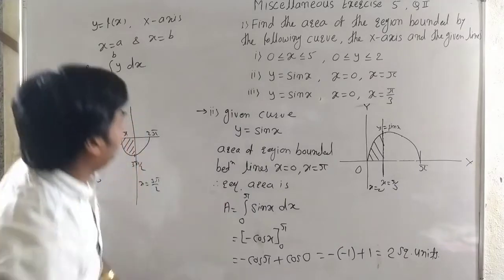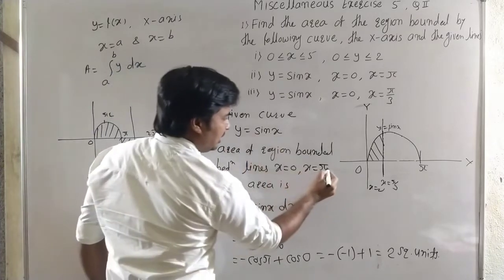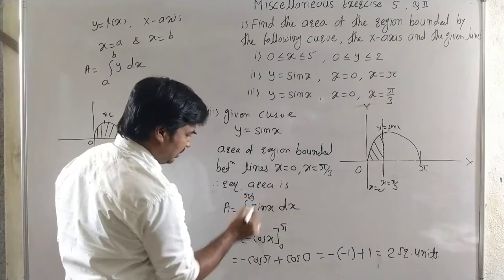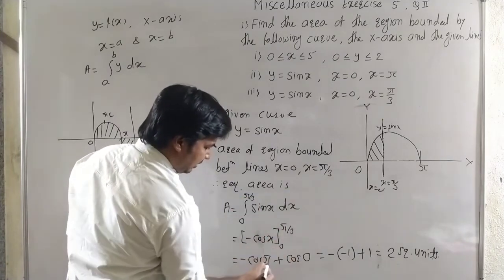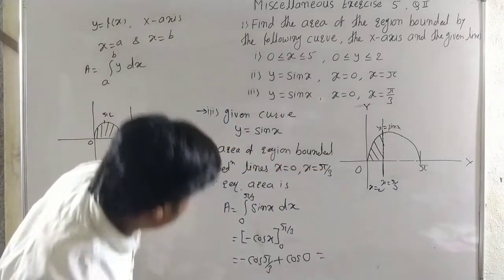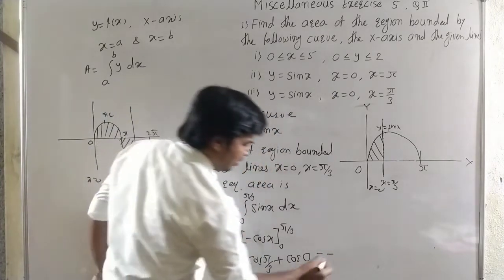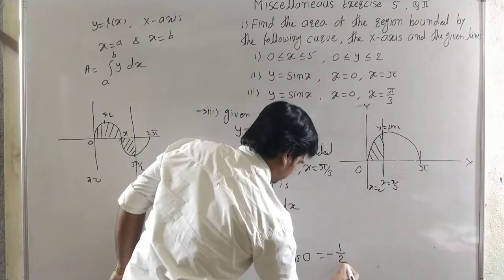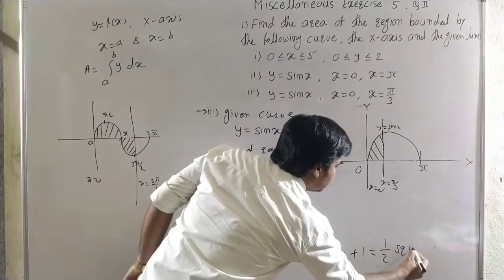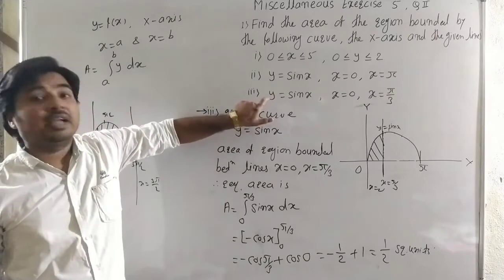Now for the third example, see carefully this. Given curve y equal to sin x, and x equal to 0 and x equal to pi by 3. Therefore, x equal to pi by 3. Now, upper limit minus lower limit. Here, minus cos pi by 3, that means cos 60, and cos 60 is 1 by 2, and plus 1. Therefore, it is 1 by 2 square units. Here it is the required area for this third example.